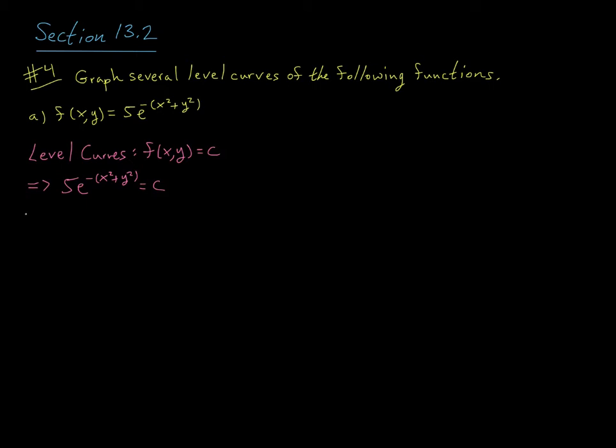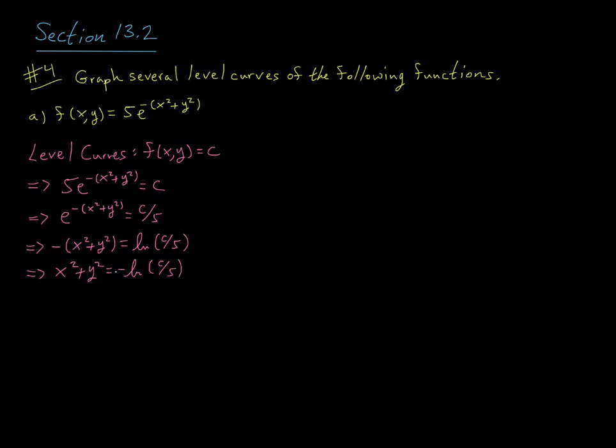Now this is fairly unfamiliar looking, so I'm going to go ahead and get rid of the exponentiation. I'll first divide by 5, so I'm looking at c over 5 on the right hand side. Then I'm going to take the log of both sides, so that's minus the quantity x squared plus y squared equals the log of c over 5. Finally I'm going to move that negative over, and so I'm looking at x squared plus y squared is equal to minus the natural log of c over 5.